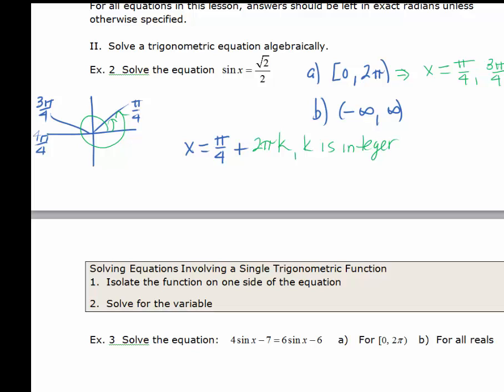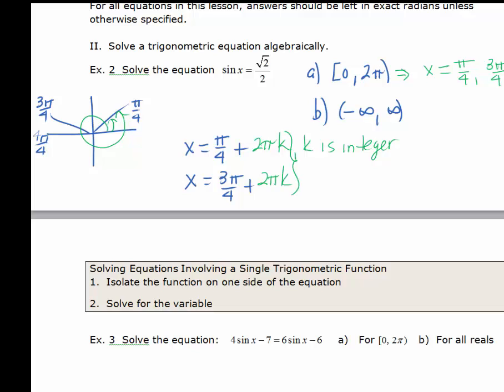So this expression will give me almost, we're not there, we don't get all the solutions, but we'll get all the solutions that are coterminal with pi over 4. We're going to do the same thing with the 3 pi over 4. I start with x equals 3 pi over 4, and to find other solutions I'm going to add 2 pi k. And basically k is an integer for both of these expressions.